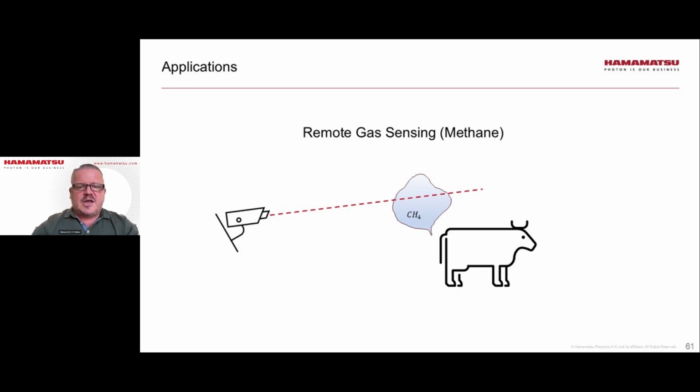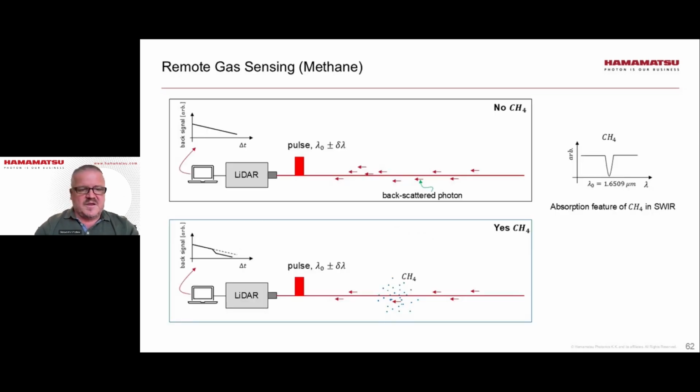Another interesting application is remote gas sensing. I'm just going to concentrate on methane. In this case, our SPAD is going to be part of a system known as LIDAR, gas LIDAR. And the basic idea of gas sensing is shown on this slide. I should point out that there are other approaches. This is the one where a SPAD array could be used.